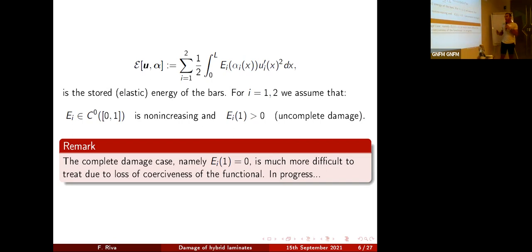Okay, and I want to stress that the real problem, the complete damage case, when this minimum is actually 0, is much more difficult to treat from a mathematical point of view due to the loss of coercivity of the functional. However, this is a work in progress. Okay, this was the first energy.